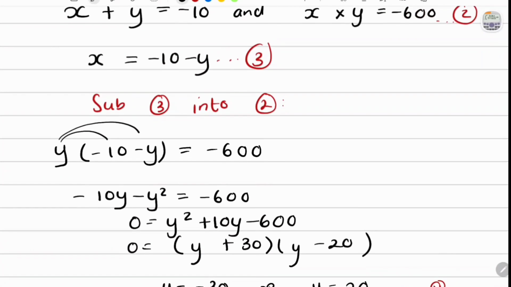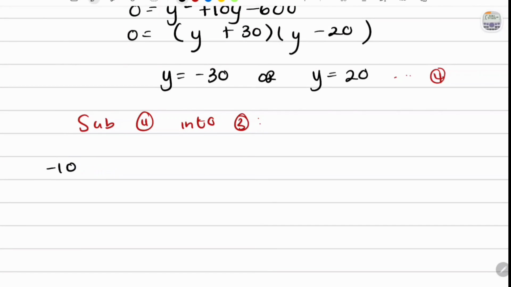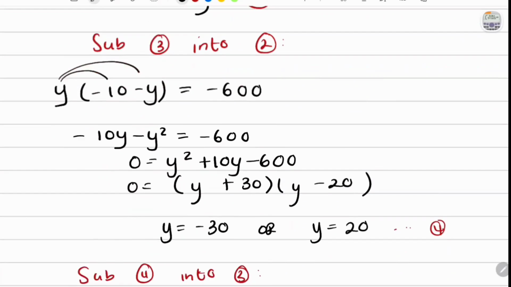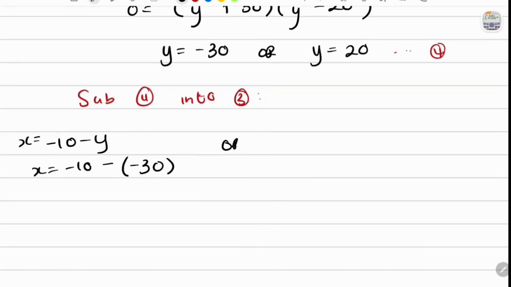So we have x is equal to negative 10 minus y. That is what x is equal to. So x is equal to negative 10 minus y, which is negative 30, so negative 30. Or x is equal to negative 10 minus our second y, which is 20, minus 20.